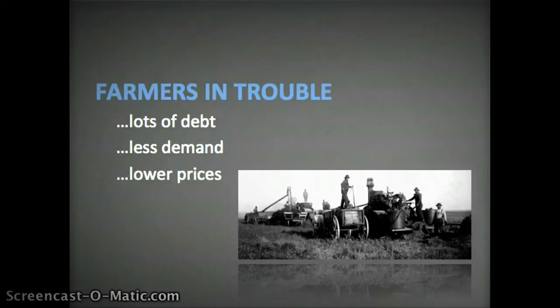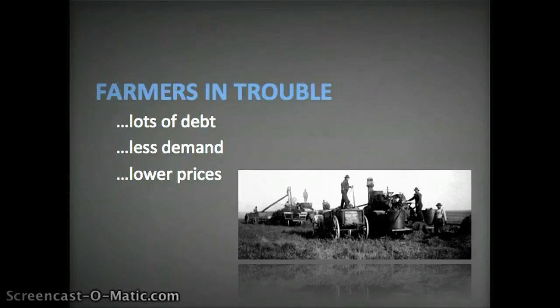Following the war, there's more being produced on farms than is needed. As a result, prices start to decrease. Demand has also decreased. Now farmers are not making as much for the crops by the end of the 1920s as they were during the World War I era.